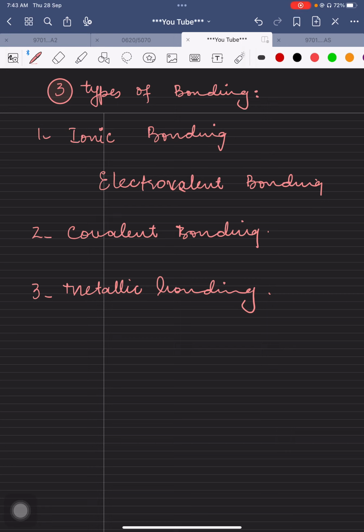Okay, so right now I am going to discuss all these three with you one by one. Before moving ahead, I would like to explain to you that the target of all these three types of bonding is to achieve the electronic configuration of elements of group number 8. Okay, this is the target.